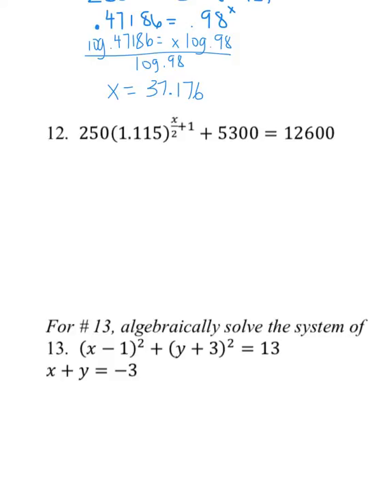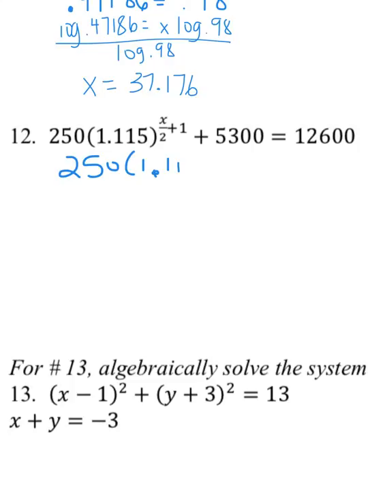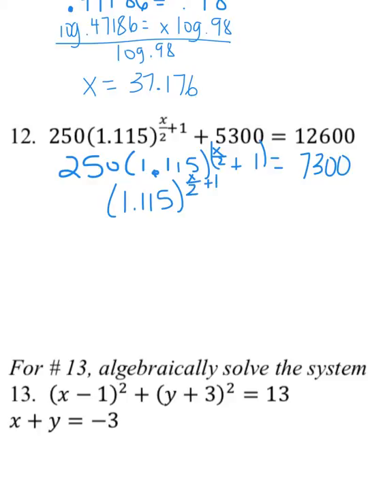So first, you are going to subtract over the 5,300. So 12,600 minus the 5,300. So this is now 250, 1.15 raised to the x over 2 plus 1 equals, this is all an exponent, it doesn't look like it, but equals 7,300. And I'm going to divide that by the 250. So now I'm at this. I have 1.115 raised to the x over 2 plus 1 equals 29.2.